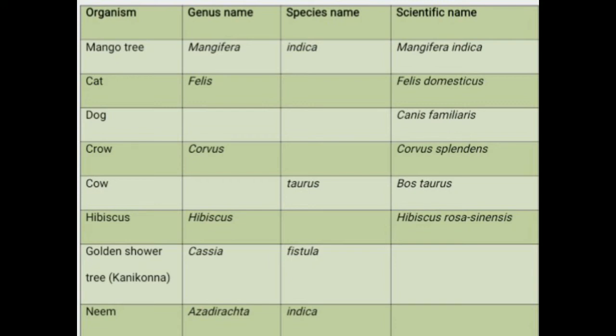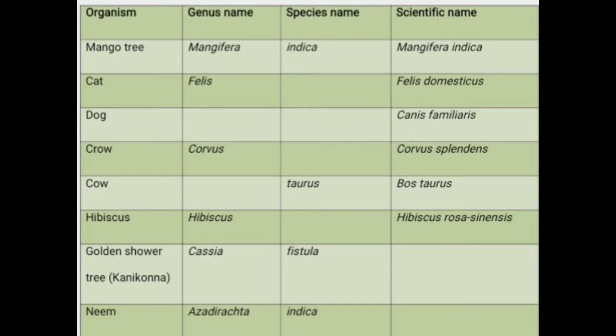So the second one is cat, and the scientific name of cat is given here, Felis domesticus, and its genus name also is given, Felis. Then what about its species name? Yeah, it is domesticus. Then the scientific name of dog is given, Canis familiaris. Then what about the genus name and species name? Genus name is Canis, yes, and species name is familiaris.